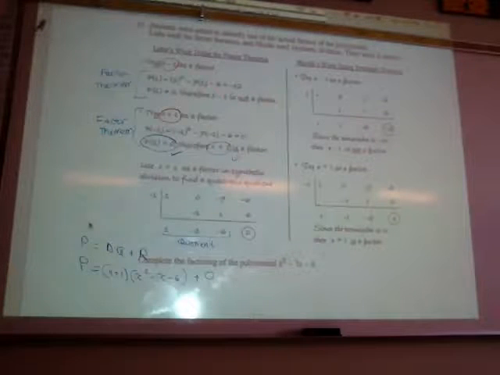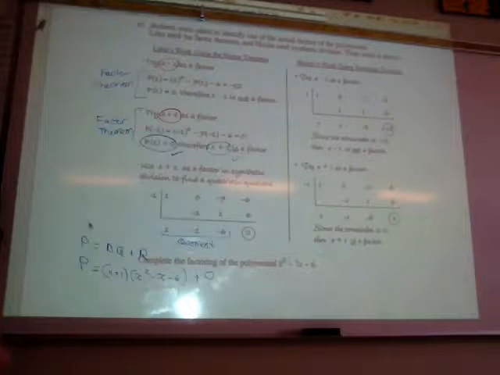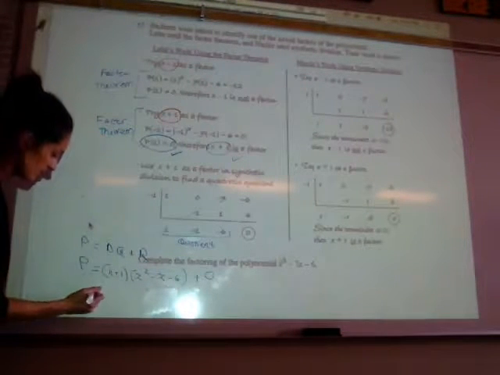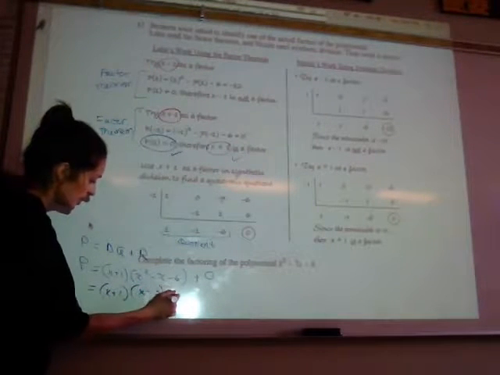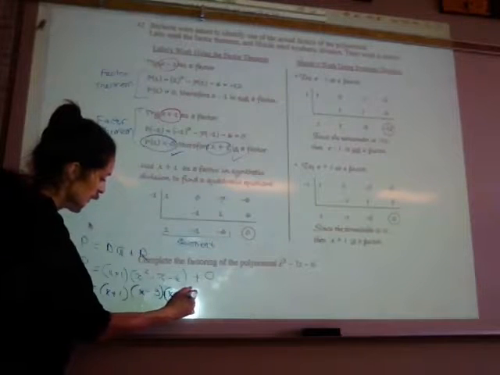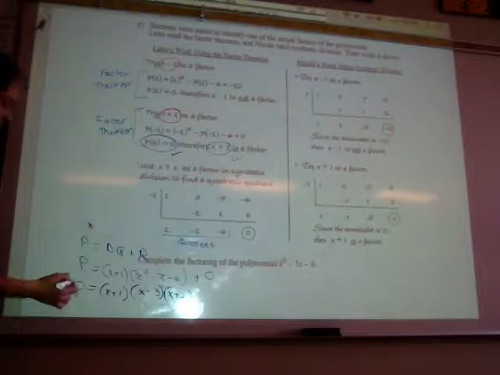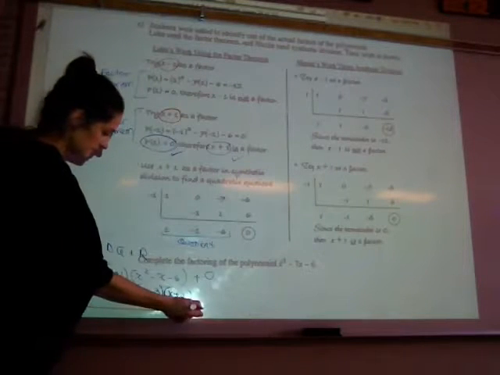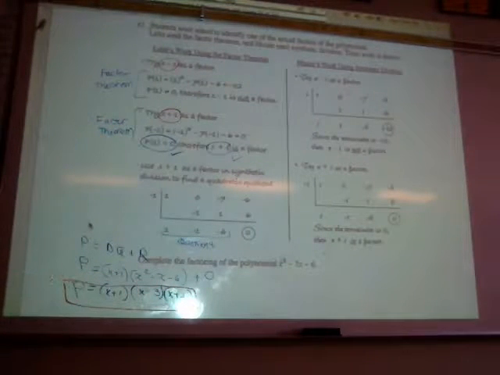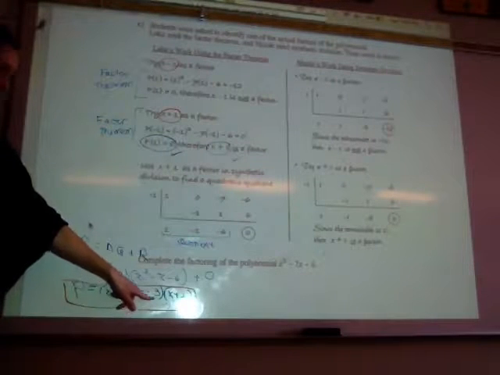To fully factor this polynomial, what can he do with this trinomial? Yeah, we can factor further. So we get x plus 1 times x minus 3 times x plus 2. And there's our 3 factors. So what could we say the zeros of this polynomial are? Where does it cross the x-axis? Negative 1, 3, negative 2.